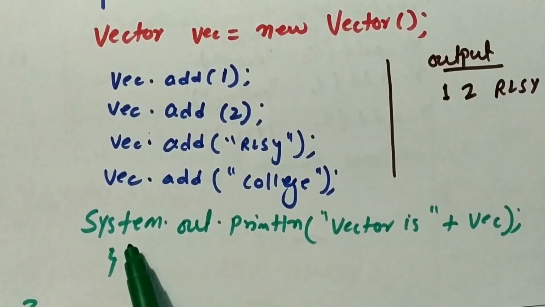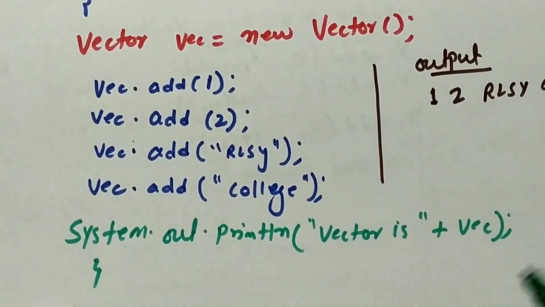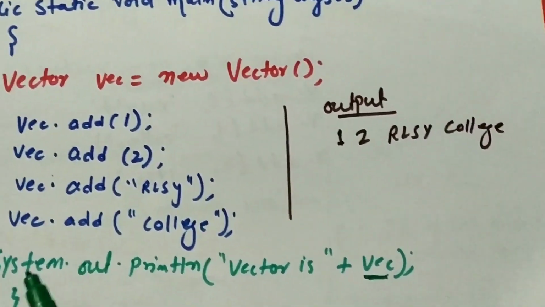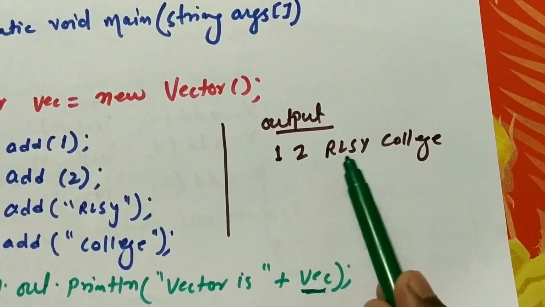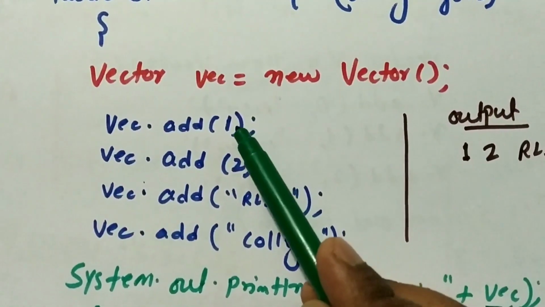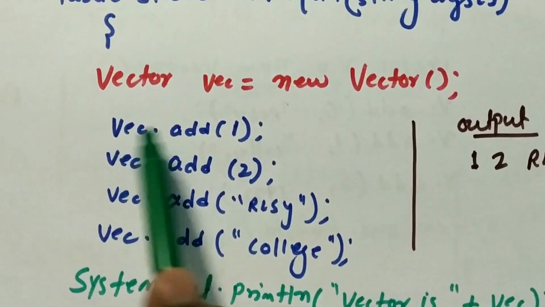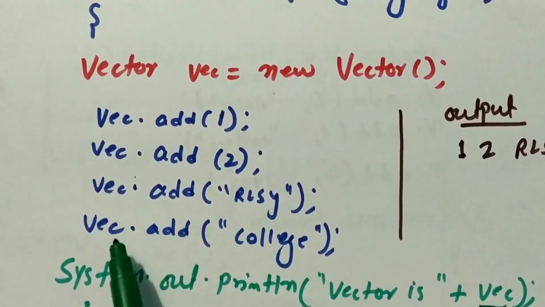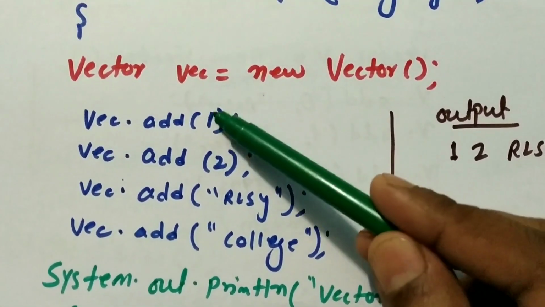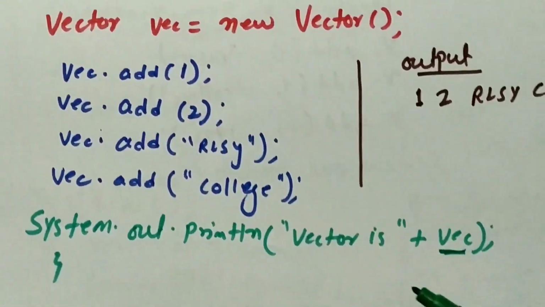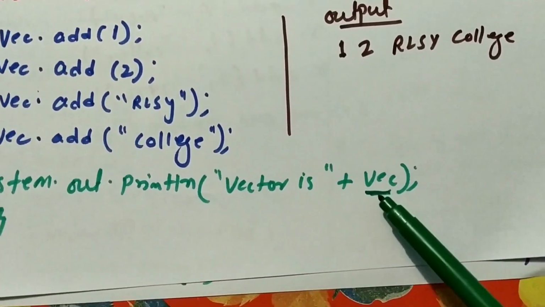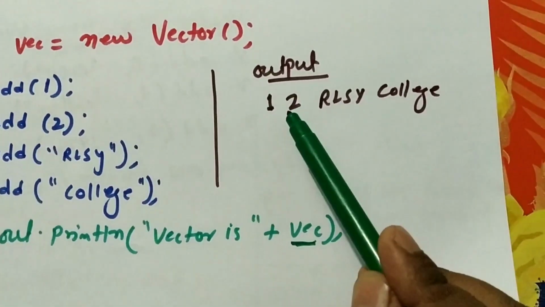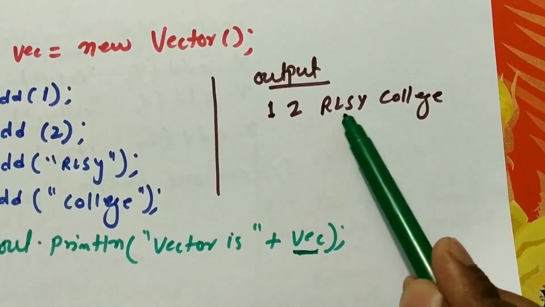Now the next line is System.out.println("Vector is " + vec). That means this is the vector I have just mentioned. And see the output: 1 2 RLSY college. So I have just added the items to this vector. 1 is added, 2 is added, RLSY is added, college is added to vec. These are the indexes: 0 index, 1 index, 2 index, 3 index. Finally System.out.println prints this vector, and you can see the output 1 2 RLSY college.